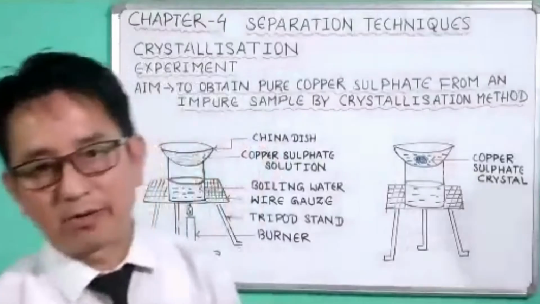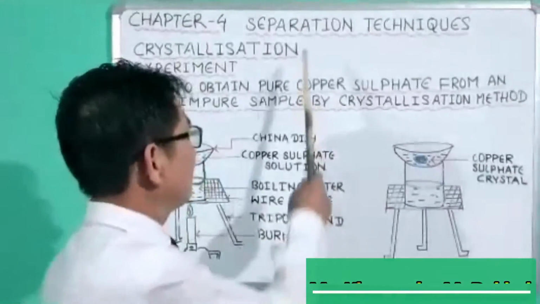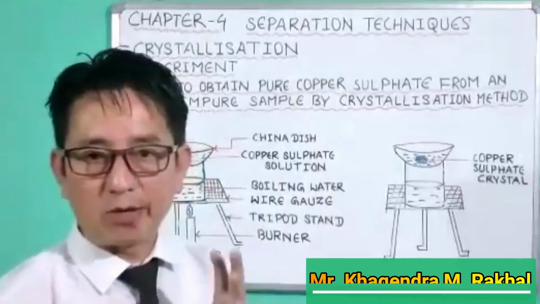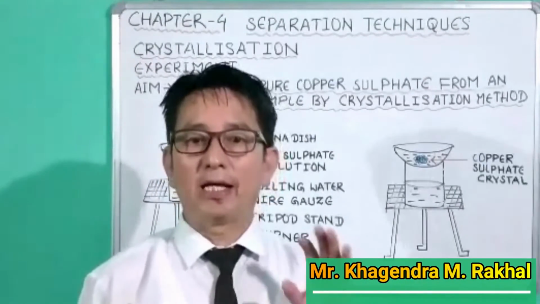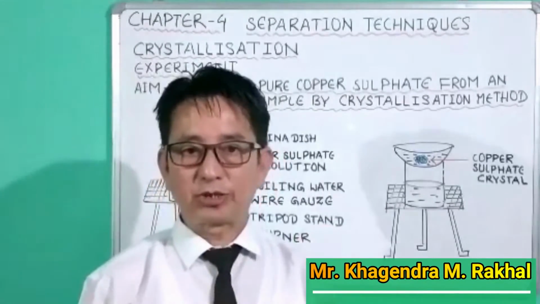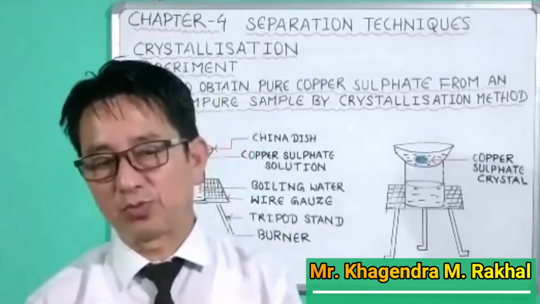Once again, welcome back for the continuation of chapter 4 in chemistry, that is separation techniques. Today I would like to explain crystallization and sublimation. For this you can refer to page number 48 to 50 in your textbook.